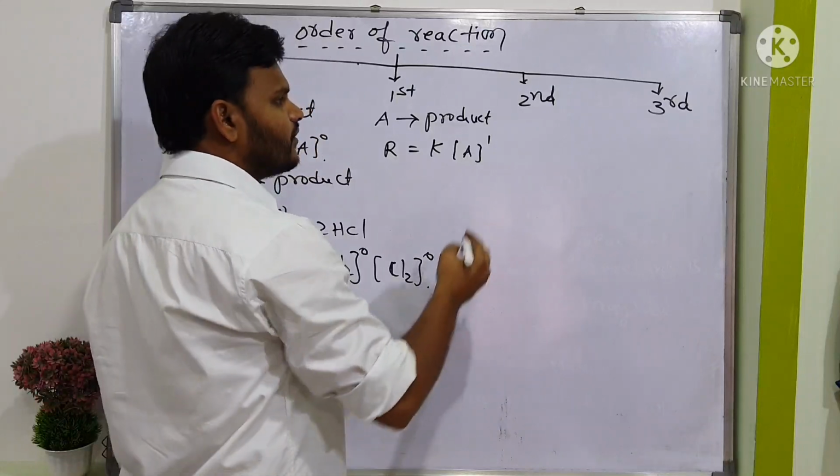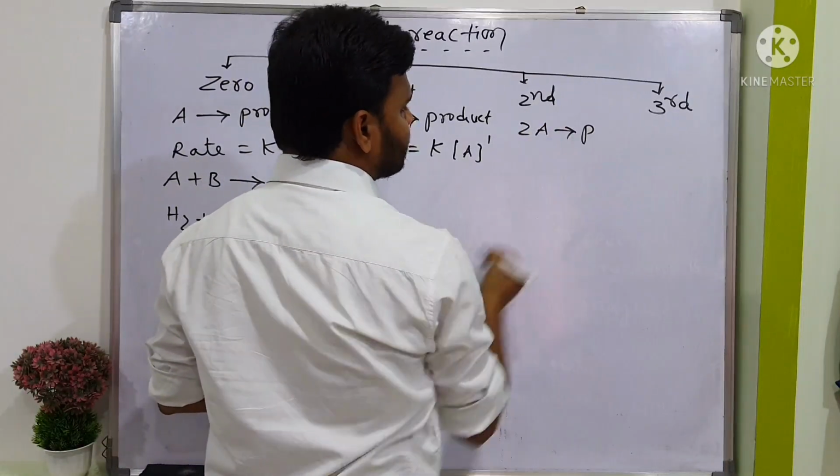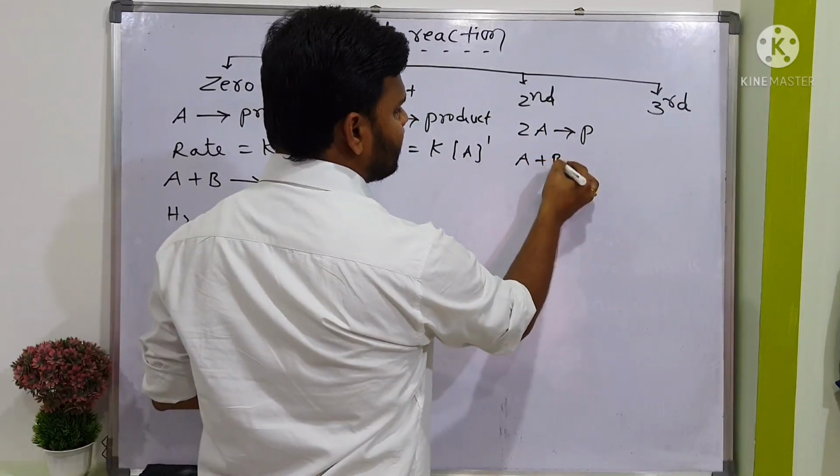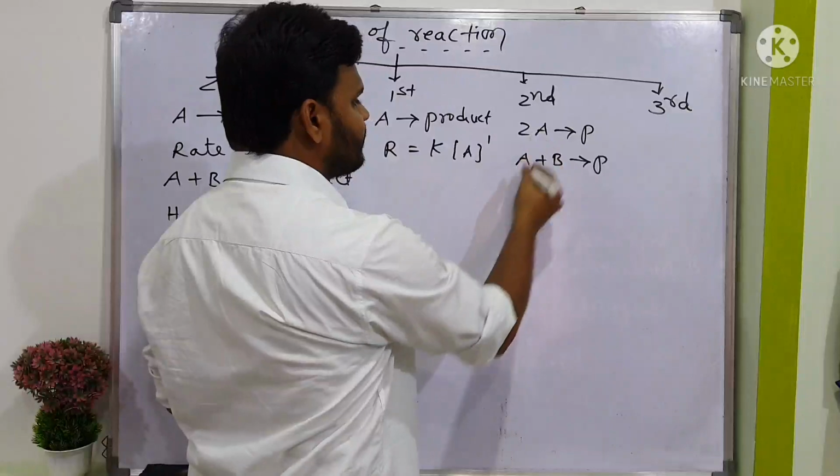Next, what about second order reaction? We can write like this: 2A gives rise to product. Otherwise, A plus B gives rise to product. P is nothing but product. So for this equation, you can write like this.